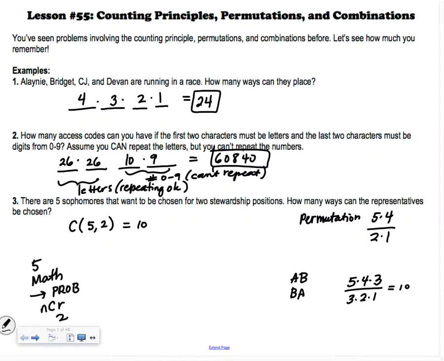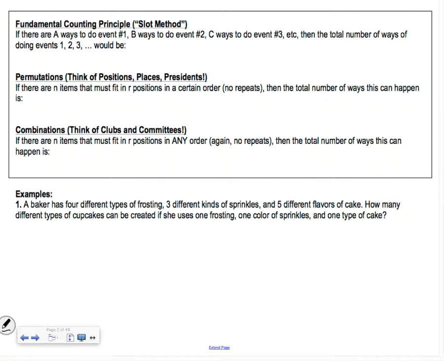Do you guys remember 5 choose 2 is the same as 5 choose 3? Tell me why. It doesn't matter what order it is. You're either picking two people who are going to be, and then you're essentially choosing two people who aren't. Exactly. You're either picking 2 people to be the really cool stewardship representatives, or you're picking 3 people to not be the stewardship representatives, right? They're the same thing. The number of ways you can do that is exactly the same.